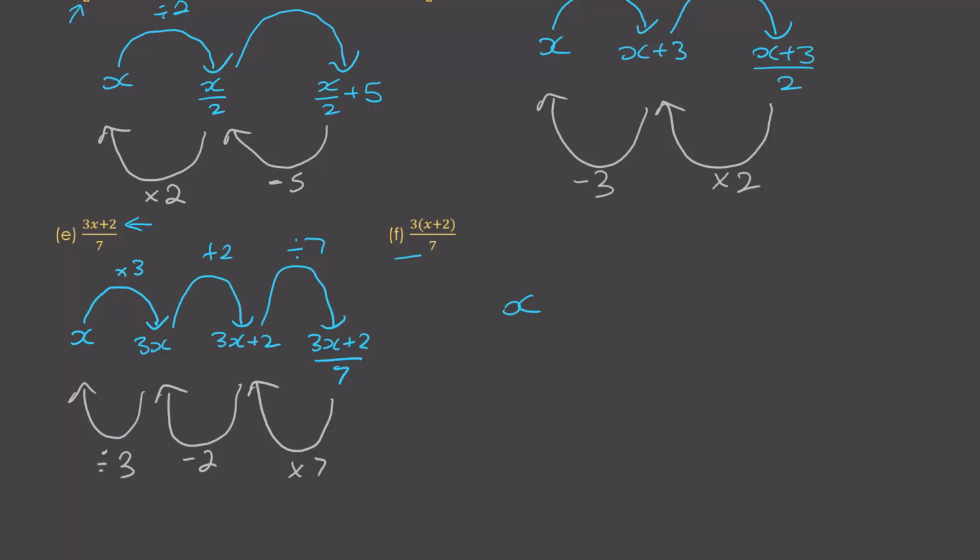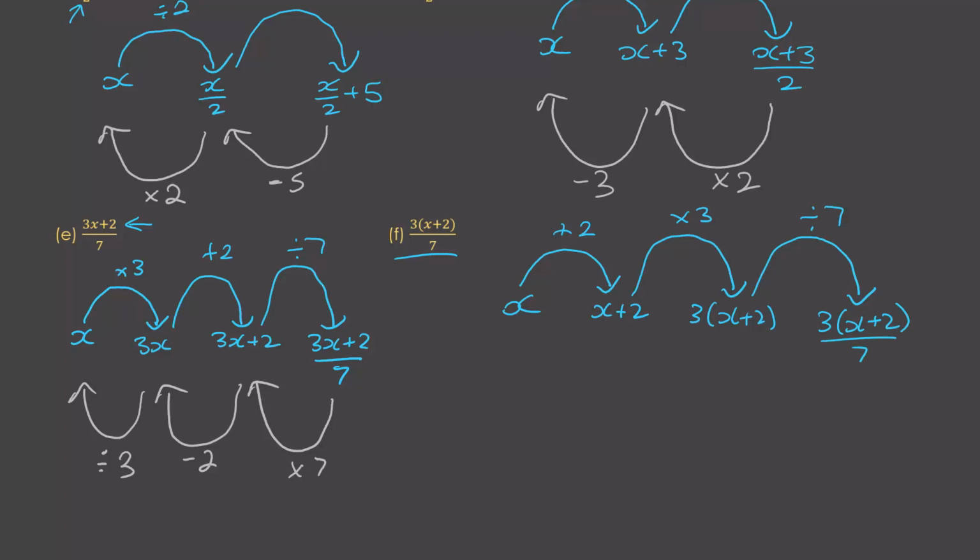Finally, with part F, the first thing that happens to x here is that we add 2 to give us x plus 2. We then multiply by 3 to give us 3 times (x plus 2). And finally, we divide by 7 to give us 3(x plus 2) in a bracket, over 7. So to undo, we would multiply by 7, divide by 3, and subtract 2.